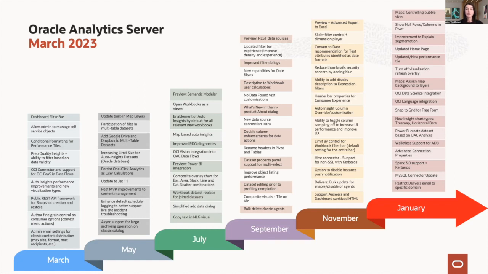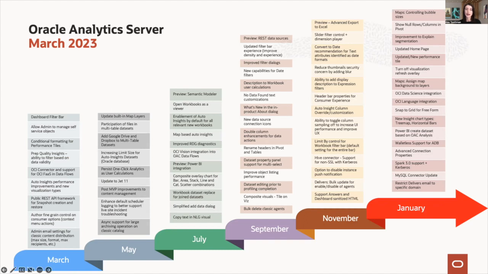May for OAC, you would have seen the update for the map layers, and Google Drive and Dropbox to multi-table data sets. Moving forward, open workbook as a viewer. So with OAS, you might have seen a change there. Really, authors, when you open your workbook, it's just going to go to view as the default, but you can quickly change it back into editing mode. We saw map-based auto insights.